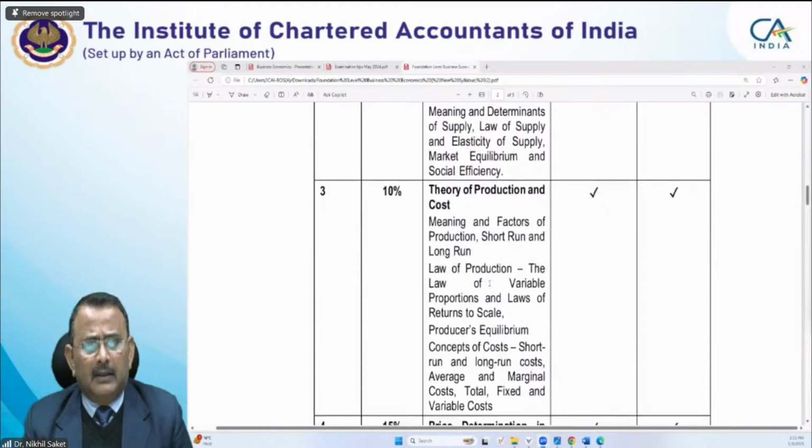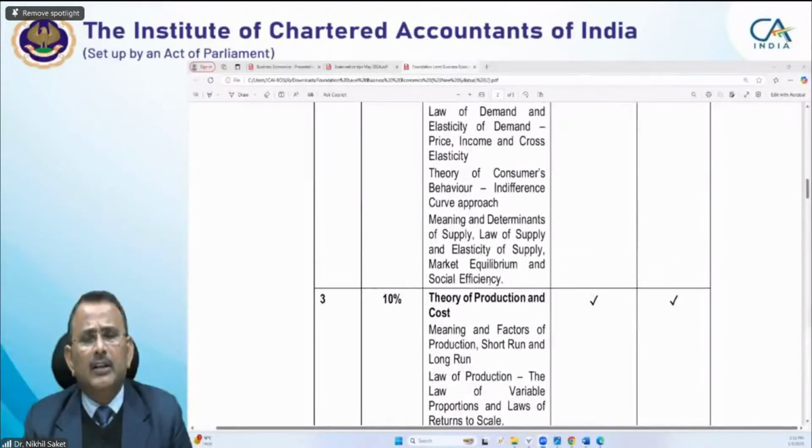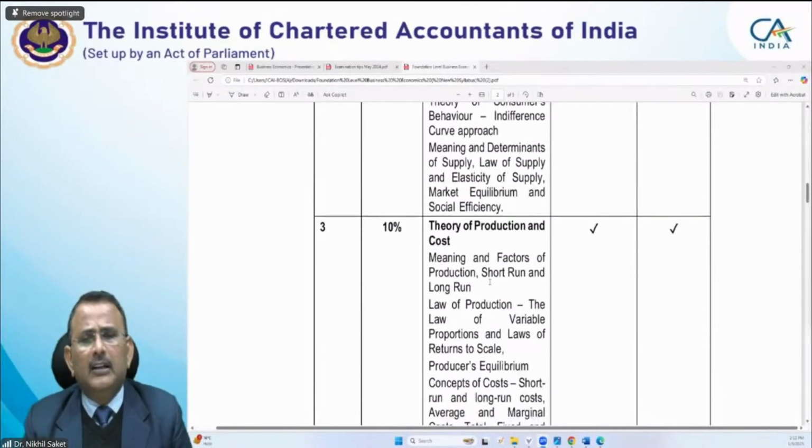Then the concept of cost, the short run, the long run cost, average and marginal variable cost, total fixed cost, variable cost, the different characteristics of a particular cost, how to compute the particular cost, what is the shape of the cost. These are the areas from where the questions are asked in the examination. So your unit number 2 and unit number 3 have a weightage of 20%. So you can expect quite a number of questions from these two units.